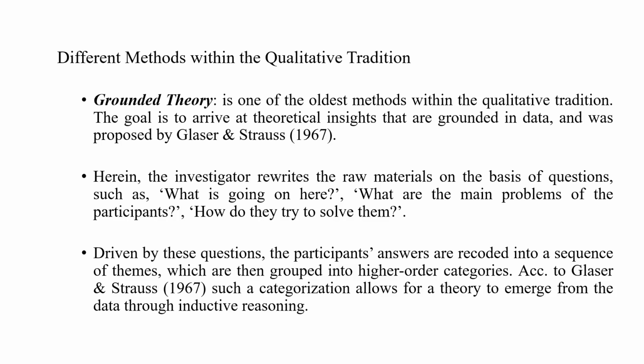We'll sample a couple of methods within this qualitative tradition. Let us take some examples and see where things are. So for example, grounded theory. Grounded theory is one of the oldest methods within the qualitative tradition. This is supposed to be rooted in a book written by Glaser and Strauss in 1967.